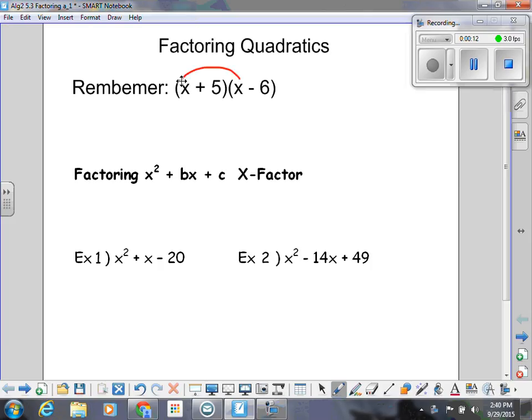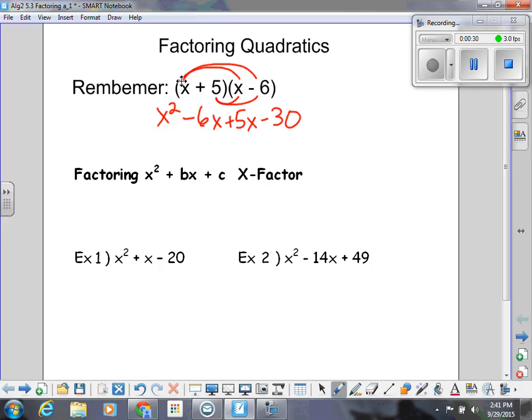So we would do x times x, which is x squared, x times negative 6, which is negative 6x, 5 times x, which is 5x, and then 5 times negative 6, which is negative 30. And you might have been taught the word FOIL.